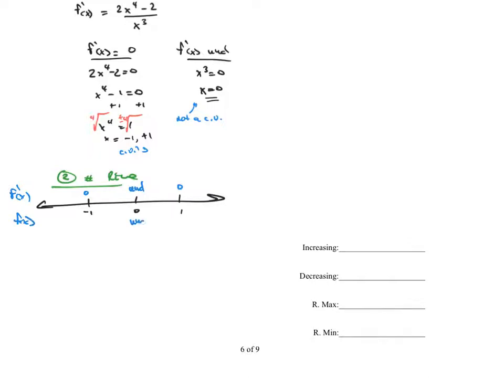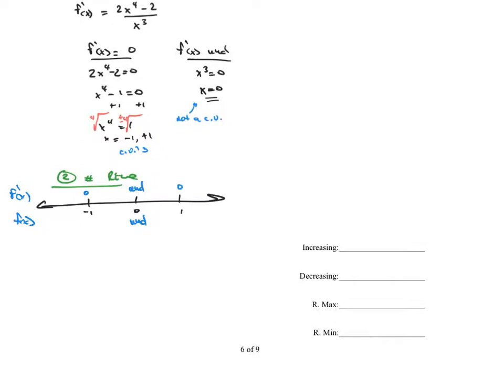and I'm also going to note right now that my original function at that point is undefined as well, because I do not want to make the conclusion that that point is a maximum or a minimum. Even if it goes from increasing to decreasing, that point does not exist and cannot be a maximum or a minimum.